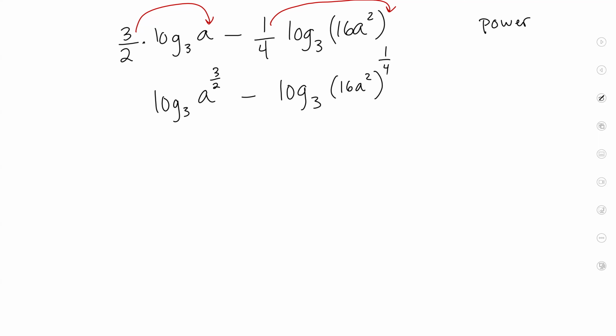Okay, let's deal with this first one. So this a to the 3/2, that is the same as a to the 1/2 times 3, because 3 times 1 gives you this 3, and the 2 is in the bottom, in the denominator. This is the same as the square root of a to the power of 3.